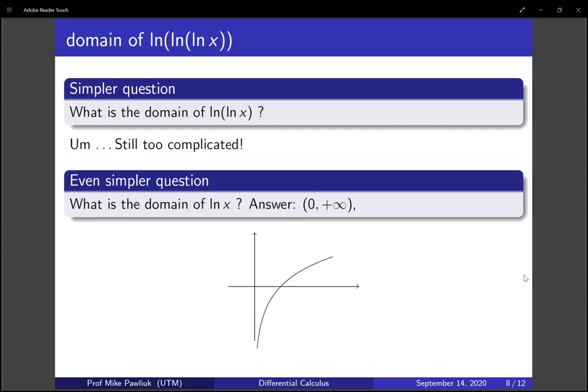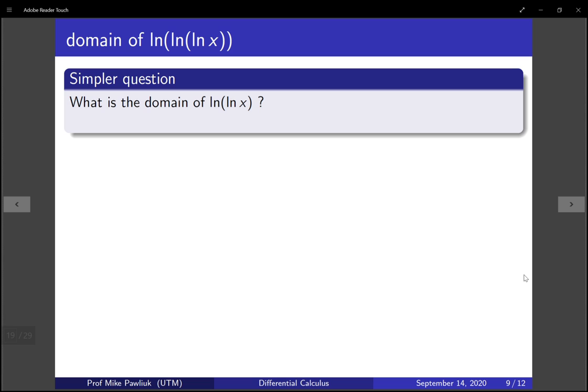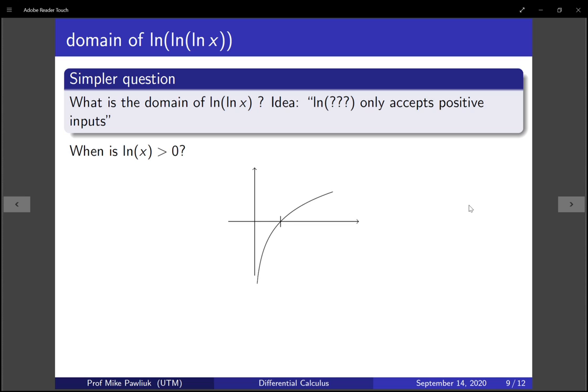Okay, so let's go back to our middle level question. What's the domain of log x? Well, the idea here is that log only accepts positive inputs. So we're going to take log of something positive. And now we have another question to answer. When is the inner argument, log of x, when is that positive? Because we're only allowed to put positive things in here.